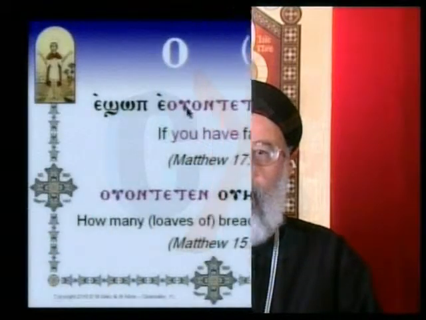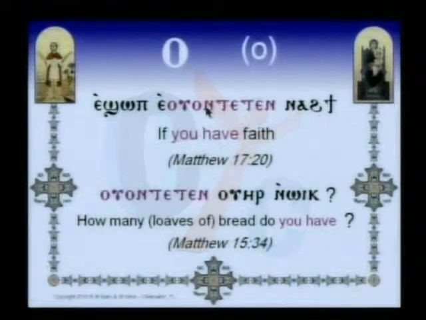Here is one of the plural things, which means you for the plural. You for the plural is uon tetin. And this is when in Matthew 17, Christ was telling them, if you have faith, such faith, and you can do this or that. So in Coptic it's eshop, means if. Eshop uon tetin nahti, if you have faith.